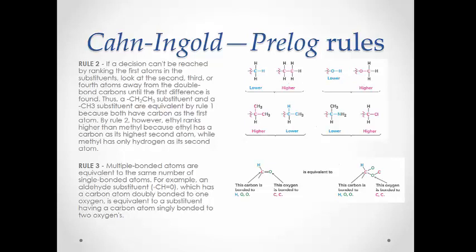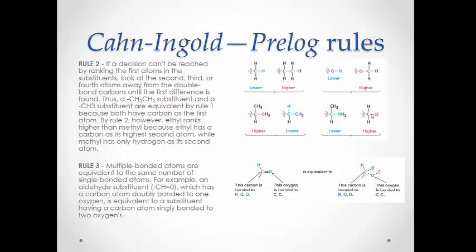Let's look at an oxygen example. Here we've got an oxygen with a hydrogen versus an oxygen with a carbon. This one would have the higher weight, so the higher priority. And here we have carbon, carbon, carbon, hydrogen, carbon, nitrogen. And here we have carbon, hydrogen, hydrogen, chlorine. Chlorine's a lot heavier than nitrogen, so this one would be the higher priority.